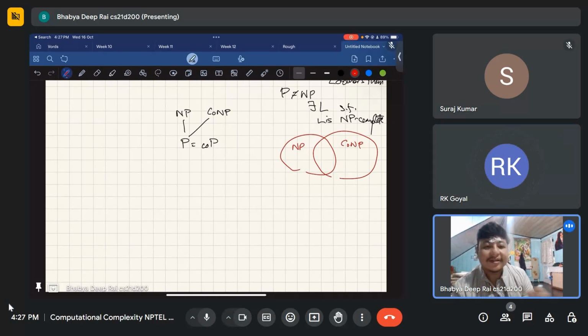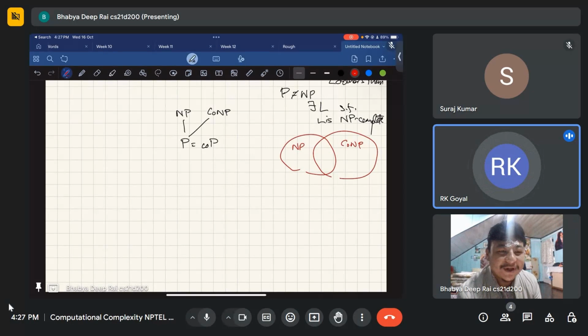Testing whether it's prime or not? Primality is already in P. Yes, checking whether a given number is a prime number or not is in P, by the AKS algorithm. But does this mean that the problems which are NP intermediate are at the intersection of NP and co-NP?